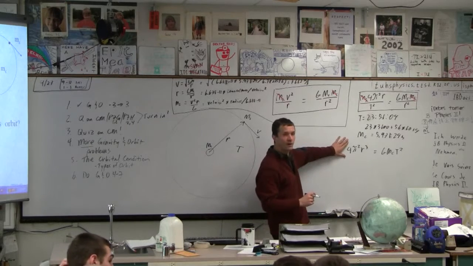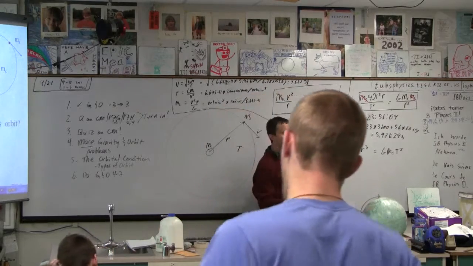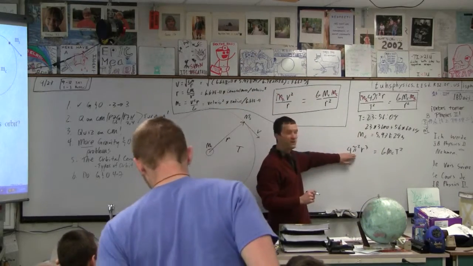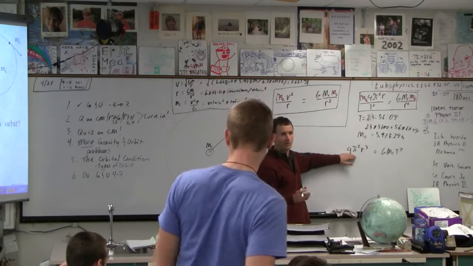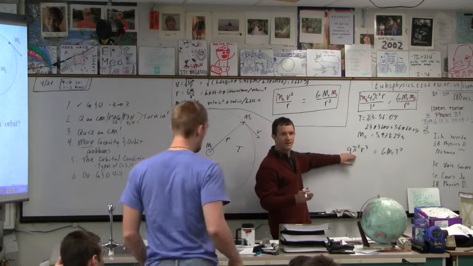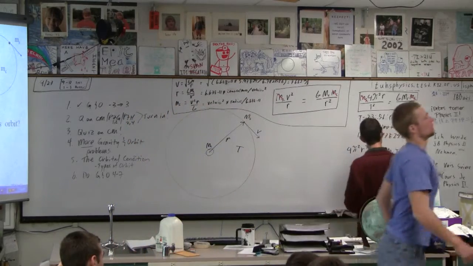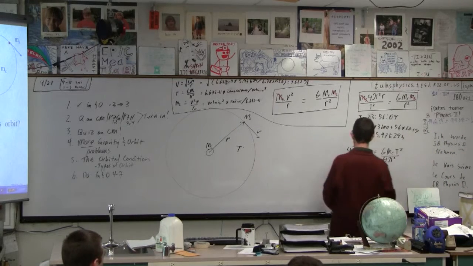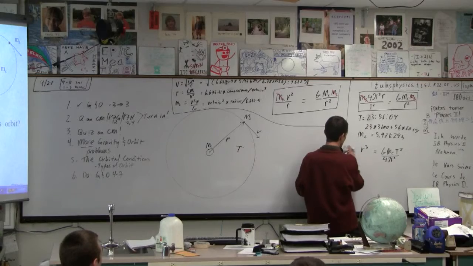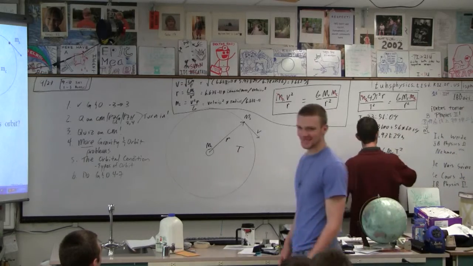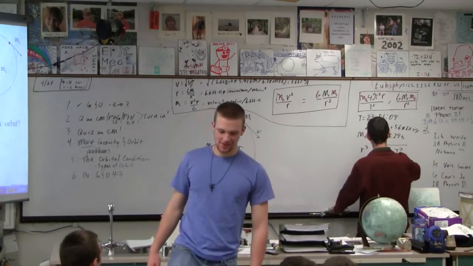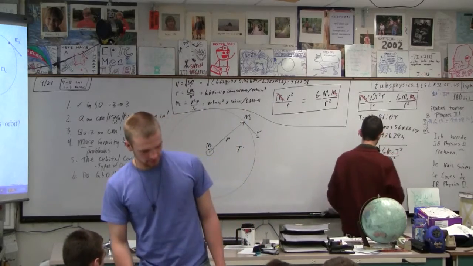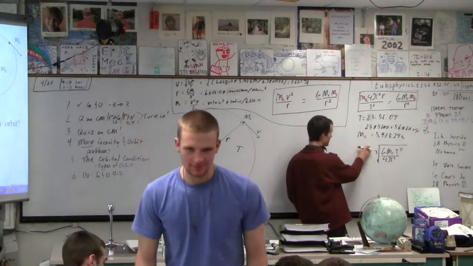Are we good so far? We haven't made any mistakes. And then how are we going to solve for r? Are we going to divide, and then we're going to have to do what? This is the worst one. We're going to have to cube root, right? So I'm going to divide by 4 pi squared, right? And now to get the answer, I have to do a cube root, yeah? There it is, right?